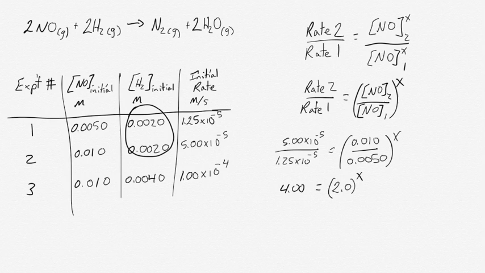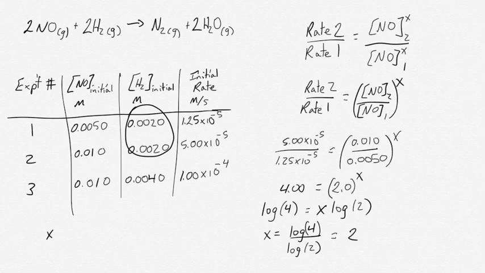At this point, we could simply finish and say 2 to the x equals 4, so x has to equal 2, but sometimes you won't get numbers that are quite as clean. So now I'll show you a way to find x even when your numbers are not quite as easy to work with. If you take the log of both sides, you can isolate the x. And we've determined that x equals 2.